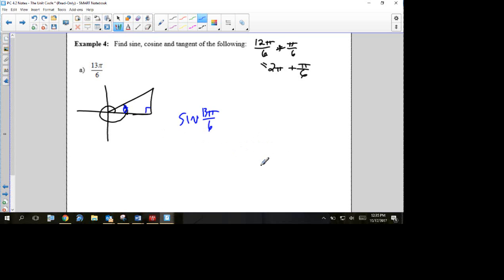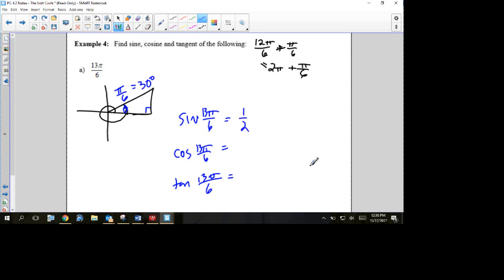Pi over 6. So I don't have to worry about any negatives. I can just think about the reference angle. So we went all the way around 2 pi, and then we went pi over 6 more. That's my reference angle, but I don't have it memorized as pi over 6. I have it in degrees. So what is pi over 6 as degrees? 30 degrees. Excellent.